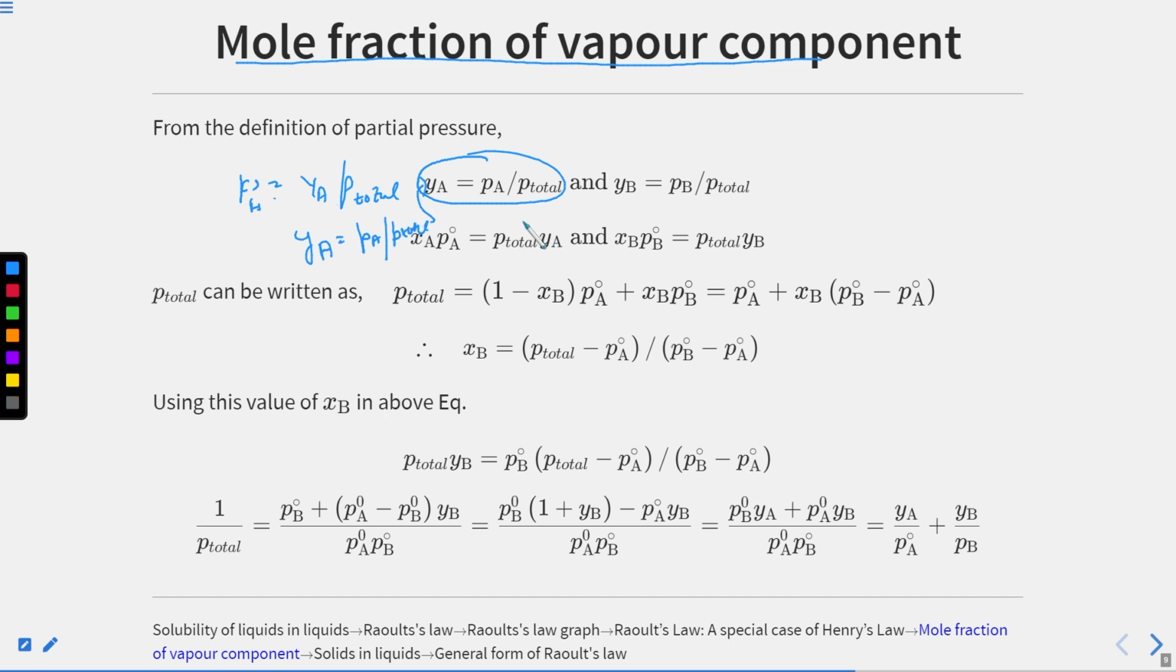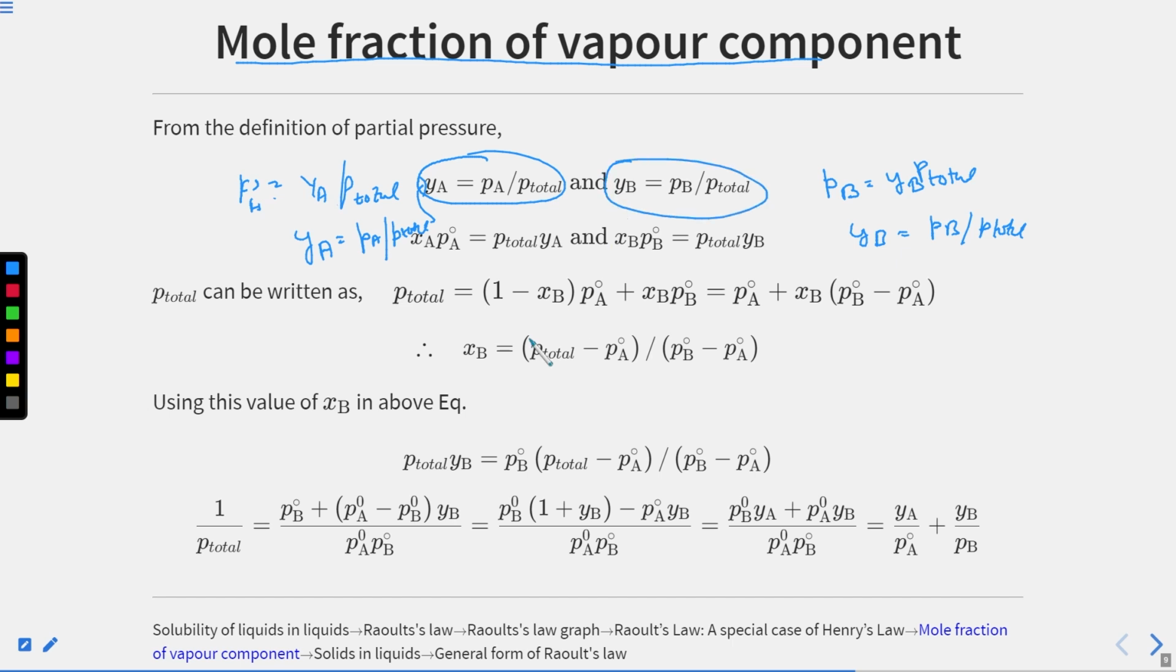Similarly, if we take YB, then how will it be written? PB equals YB P total. Then we can write YB as PB by P total. Here the same thing is also written.